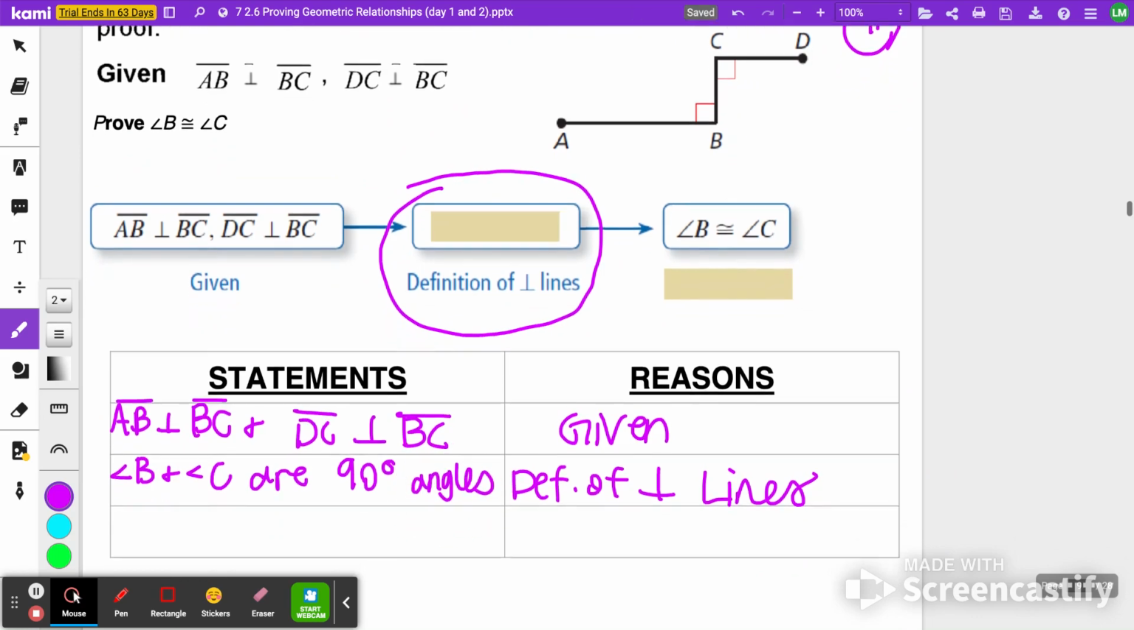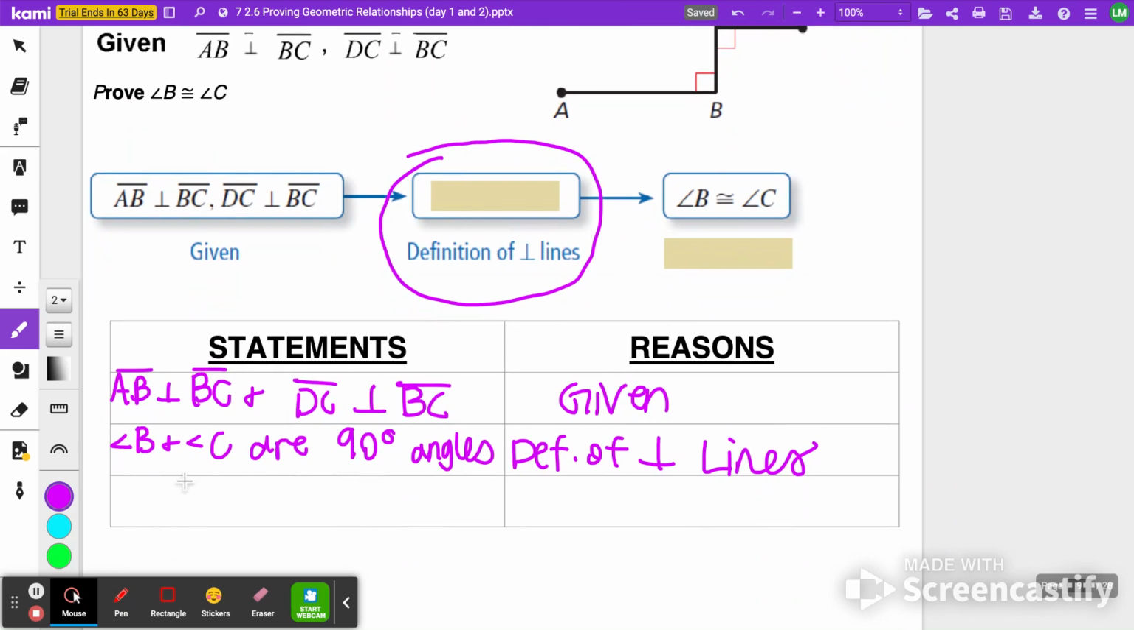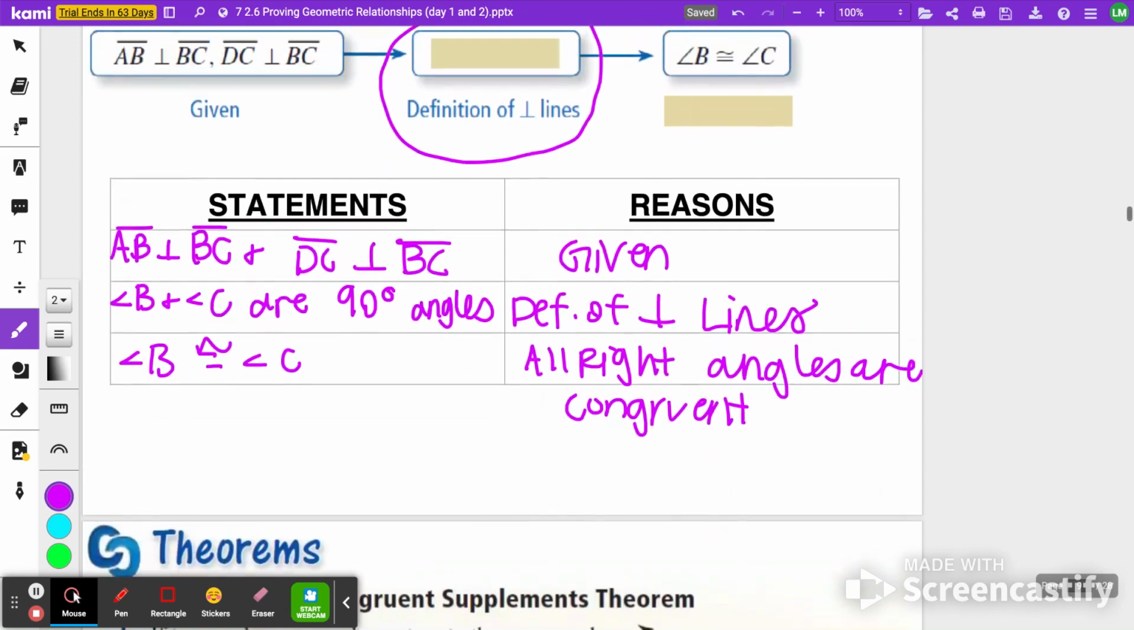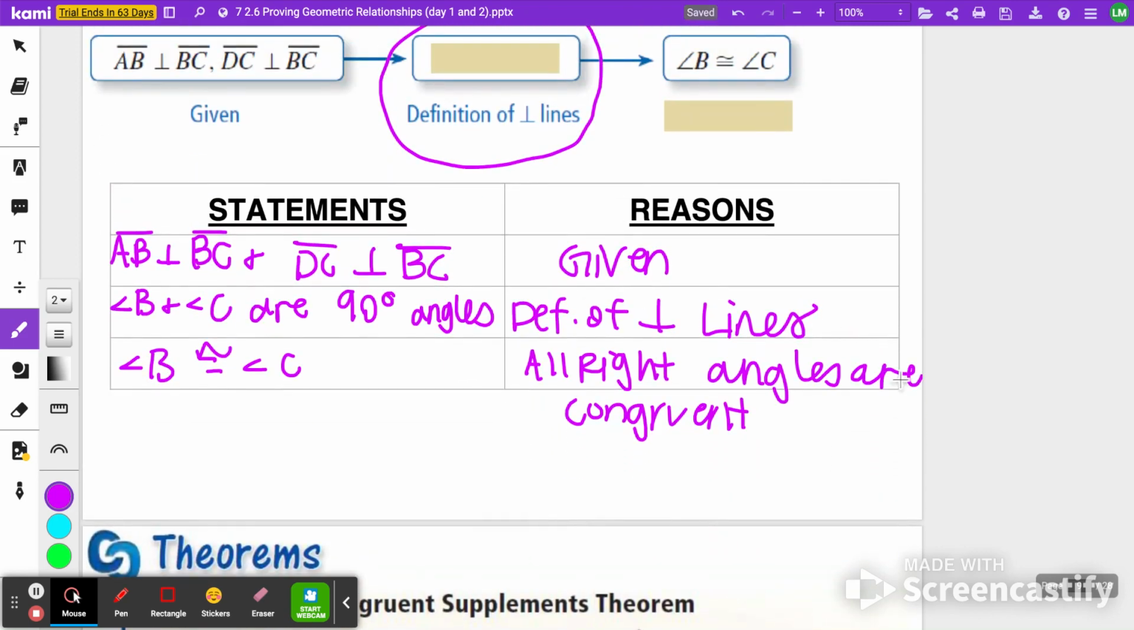Okay? Because of that, we know that now, since we're using that definition of perpendicular lines, angle B is congruent to angle C because all right angles are congruent. Again, using that congruent theorem with the right angles. Remember, this was congruent theorem 2.3. Okay.